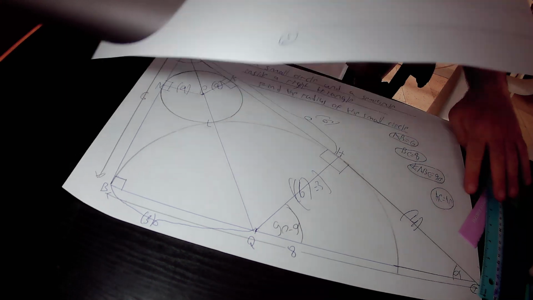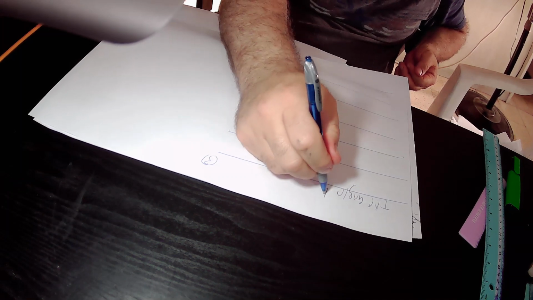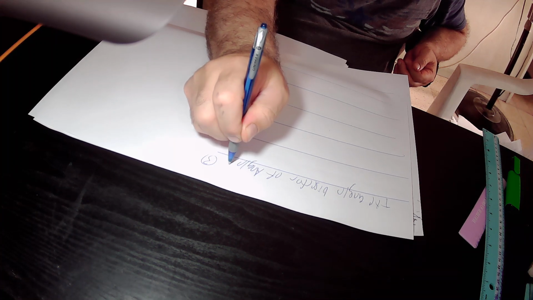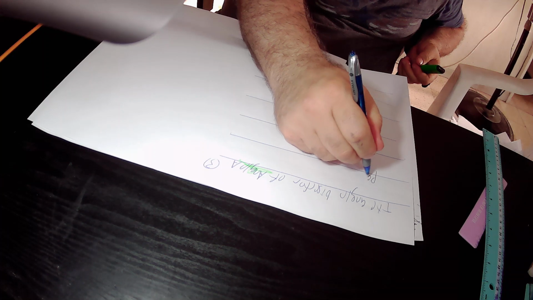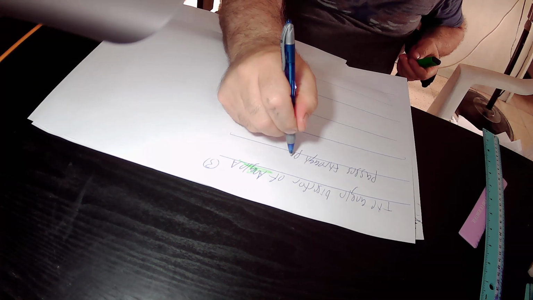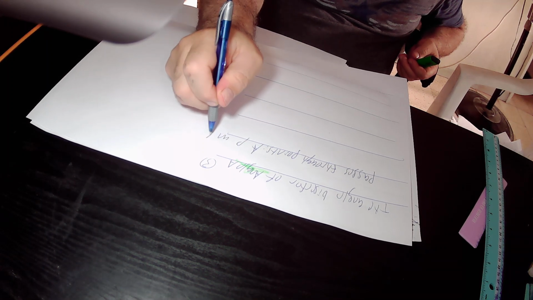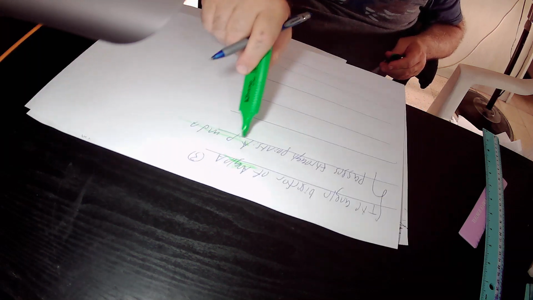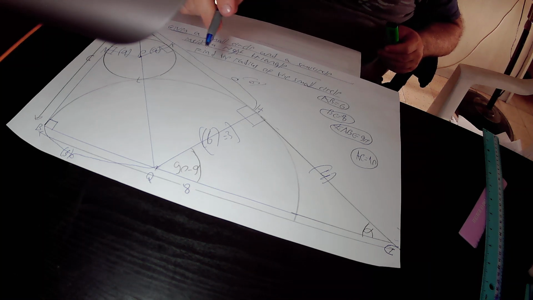Actually found out that the angle bisector of angle A passes through points A, P, and Q. Again, the angle bisector of this angle A passes through points A, P, and Q.